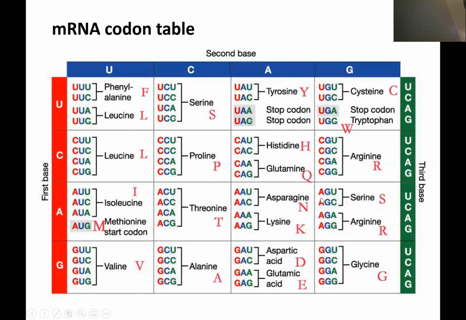Have a copy of the mRNA codon table with you, right? These are 5' to 3' left to right, and it's the mRNA codons. One letter code tells you the amino acids.